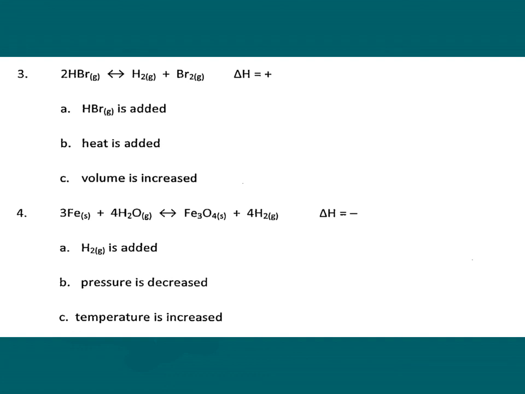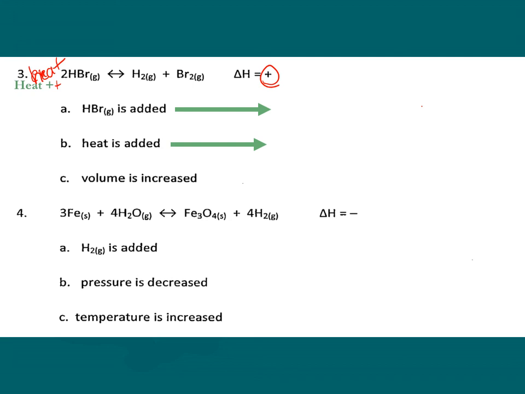So in this first case, what will happen if I add HBr, hydrogen bromide gas? Well, if I do that, it's going to shift away. So it's going to shift towards my products or favor the forward reaction. If heat is added, you'll notice that it's endothermic. So that means I want to write heat here. So if I add heat, it's going to shift away. So the same effect will happen. It's going to shift towards the right or shift towards the product, favoring the forward reaction.